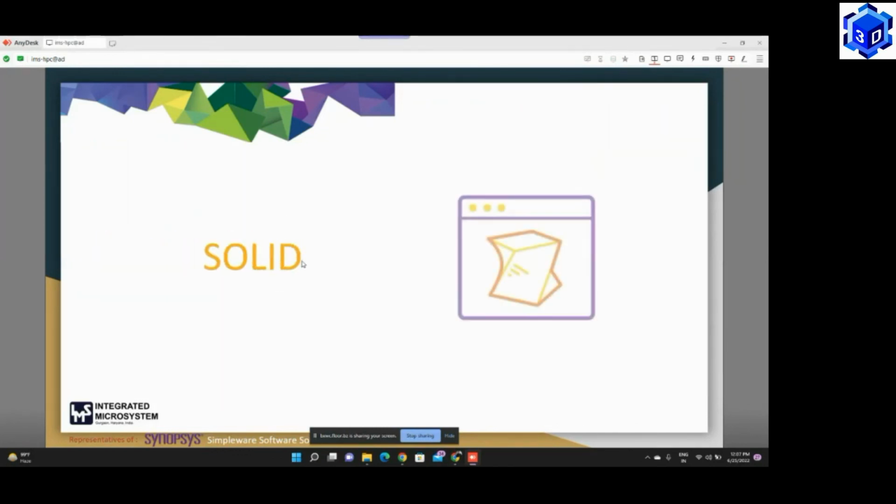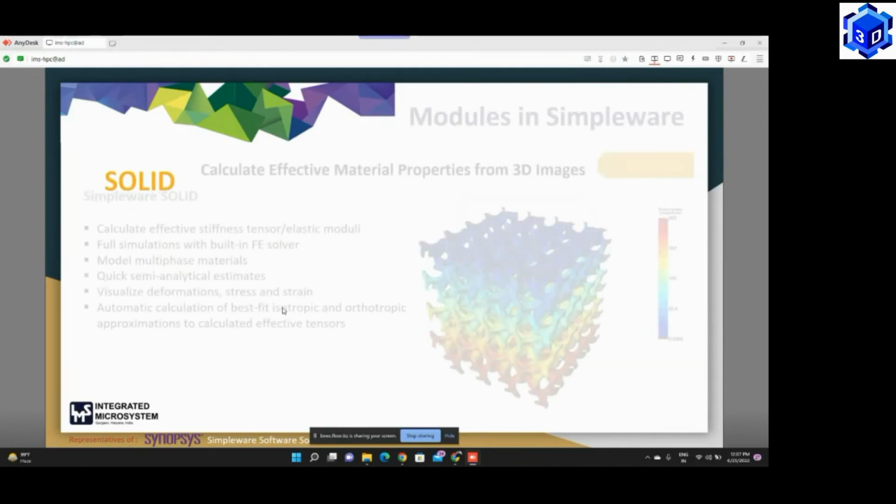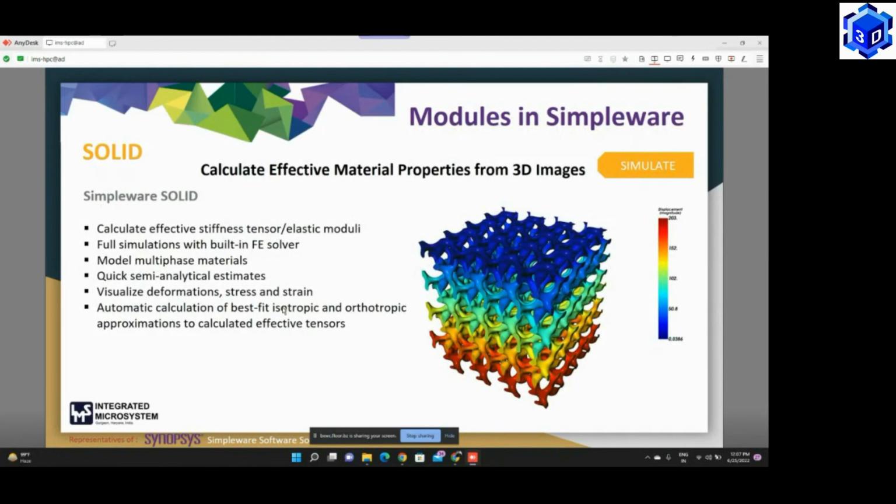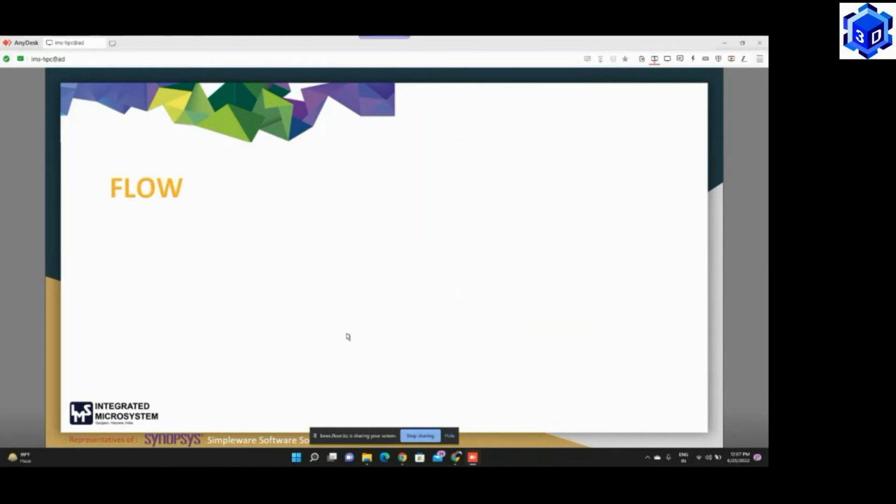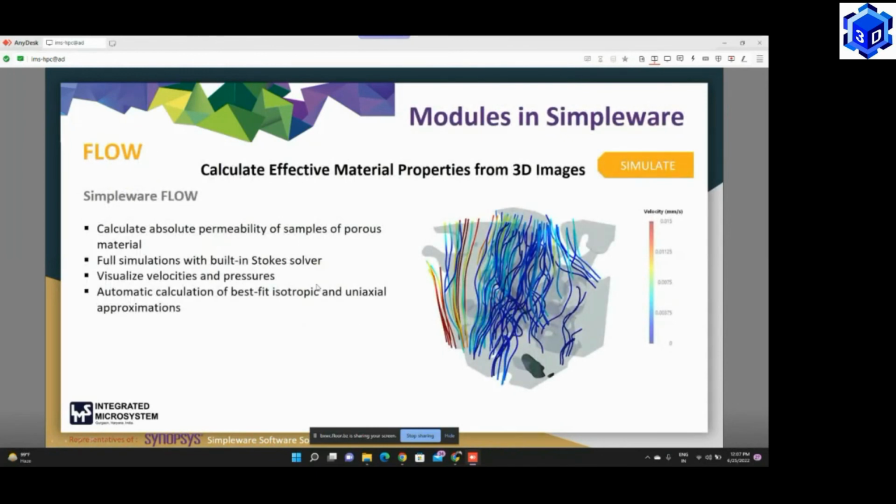So this is the physics module. It has solid, Laplace and flow. This is useful for the people who are working in the field of materials. They have some set of theories of their own. All these modules allow you to calculate all the absolute values according to the type of your application.